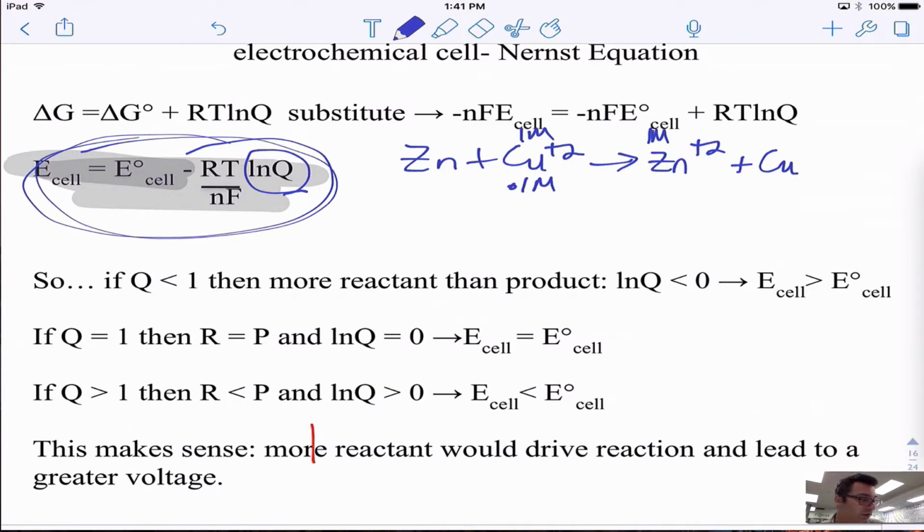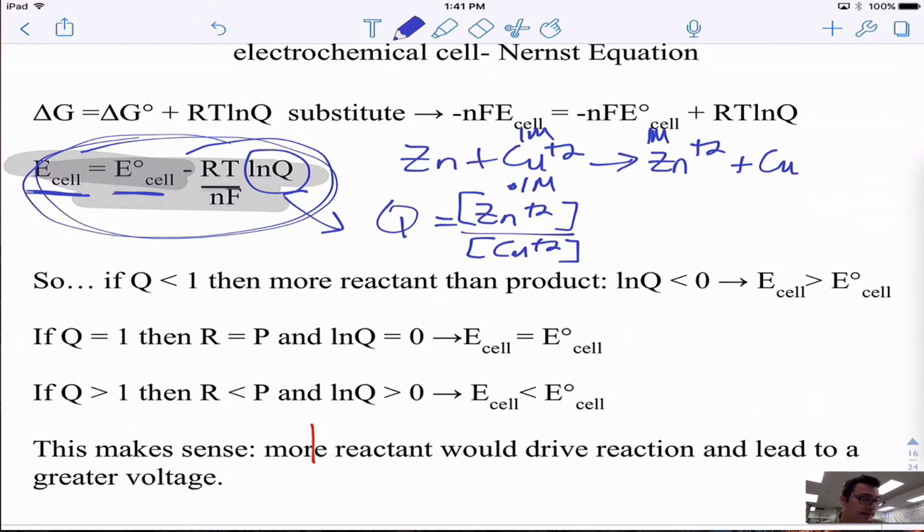The Nernst equation looks at what the new voltage would be compared to the standard voltage if the concentration of the ions were different. That's where ln of Q comes in. Q is just the product, so Zn plus 2 concentration over reactant, Cu plus 2. Now, normally these would both be 1. So 1 over 1 would be 1. The natural log of 1 would be 0. And the E cell would be equal to the E0 cell.